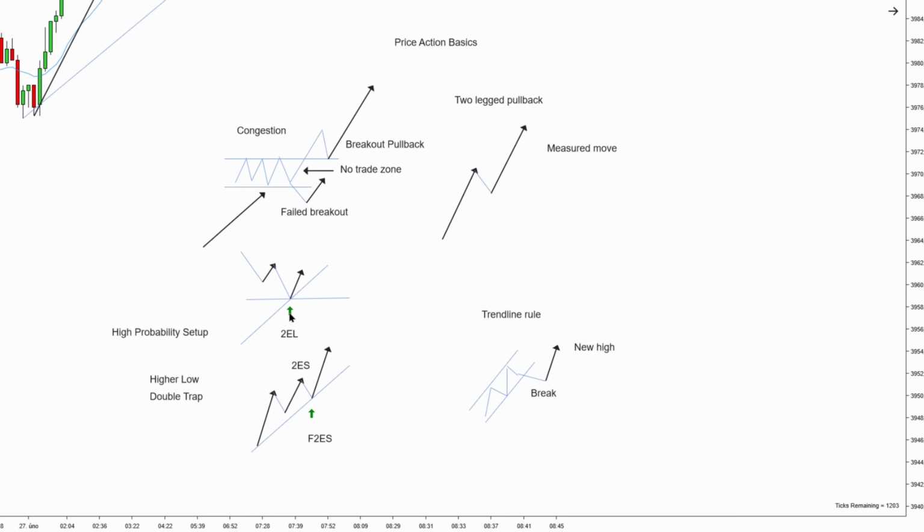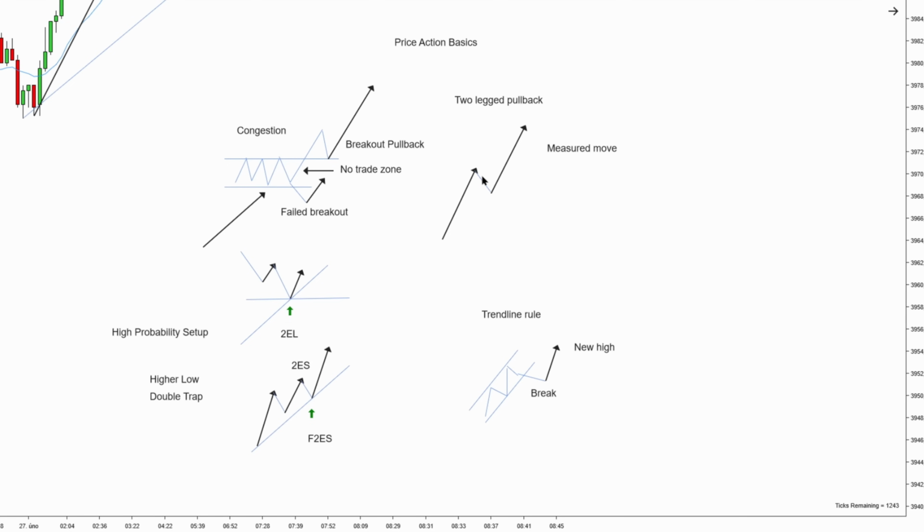Then we're going to be looking for high probability setups, which is a two-legged pullback at the key entry point and under the right context, or the failed two-legged pullback against the trend. So if we're buying, we're interested in second entry long or the failed second entry short. The context needs to be correct and it needs to be at the key entry point.